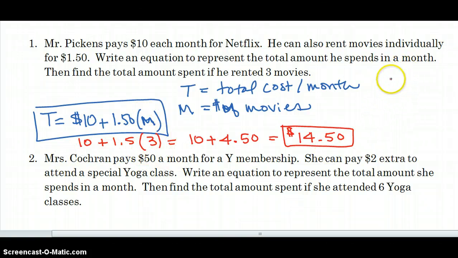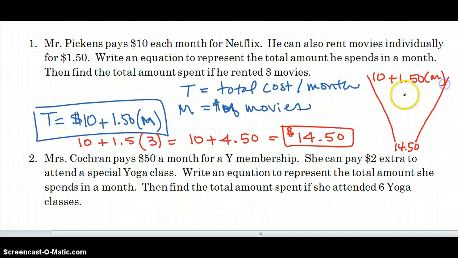So as you work yours, you may want to start your equation over to the right and be able to work neatly. I always like to show my students how it's like a pyramid, an inverted pyramid, where you start out with 10 plus 1.50 m, and then as you work and simplify, you keep getting smaller and smaller until you get to the bottom.